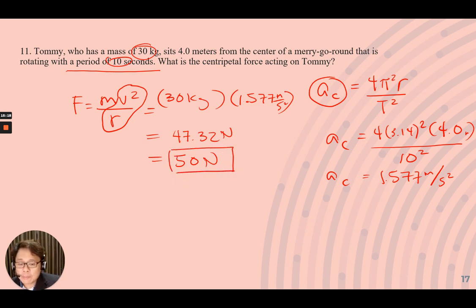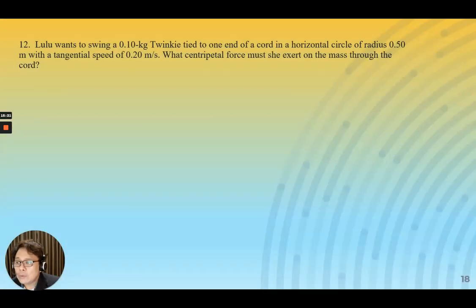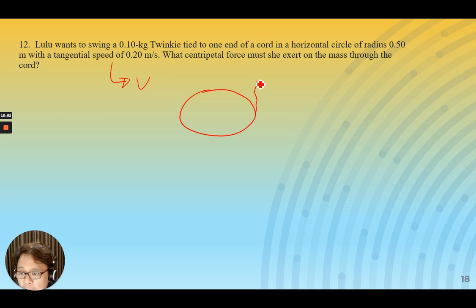Okay, let's go to number 12. Lulu wants to swing a 0.10 kilogram Twinkie, a cake that is rectangular in shape, tied to one end of a cord in a horizontal circle of radius 0.50 meters with a tangential speed of 0.20 meters per second. Now, the word tangential speed is given. That is our v. This is the v we use for solving all throughout, because it is tangent to the circular path in uniform circular motion.